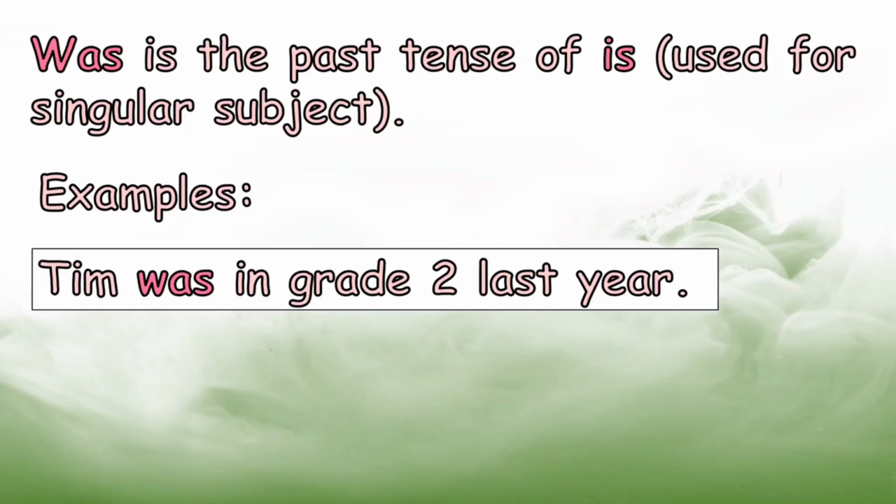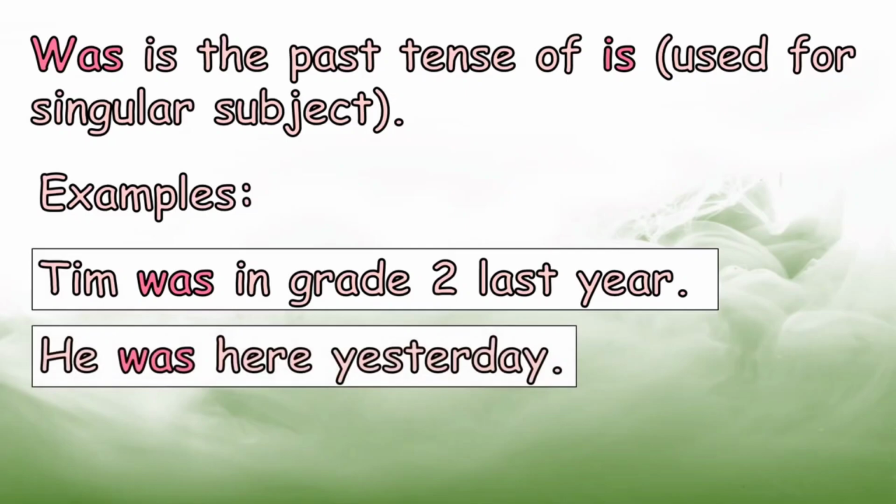Another example: he was here yesterday. Yesterday is the time signal indicating us that the event or the action already happened. That is why we should use the past tense of the verb. He is our singular subject, and we have the verb was. He was here yesterday.